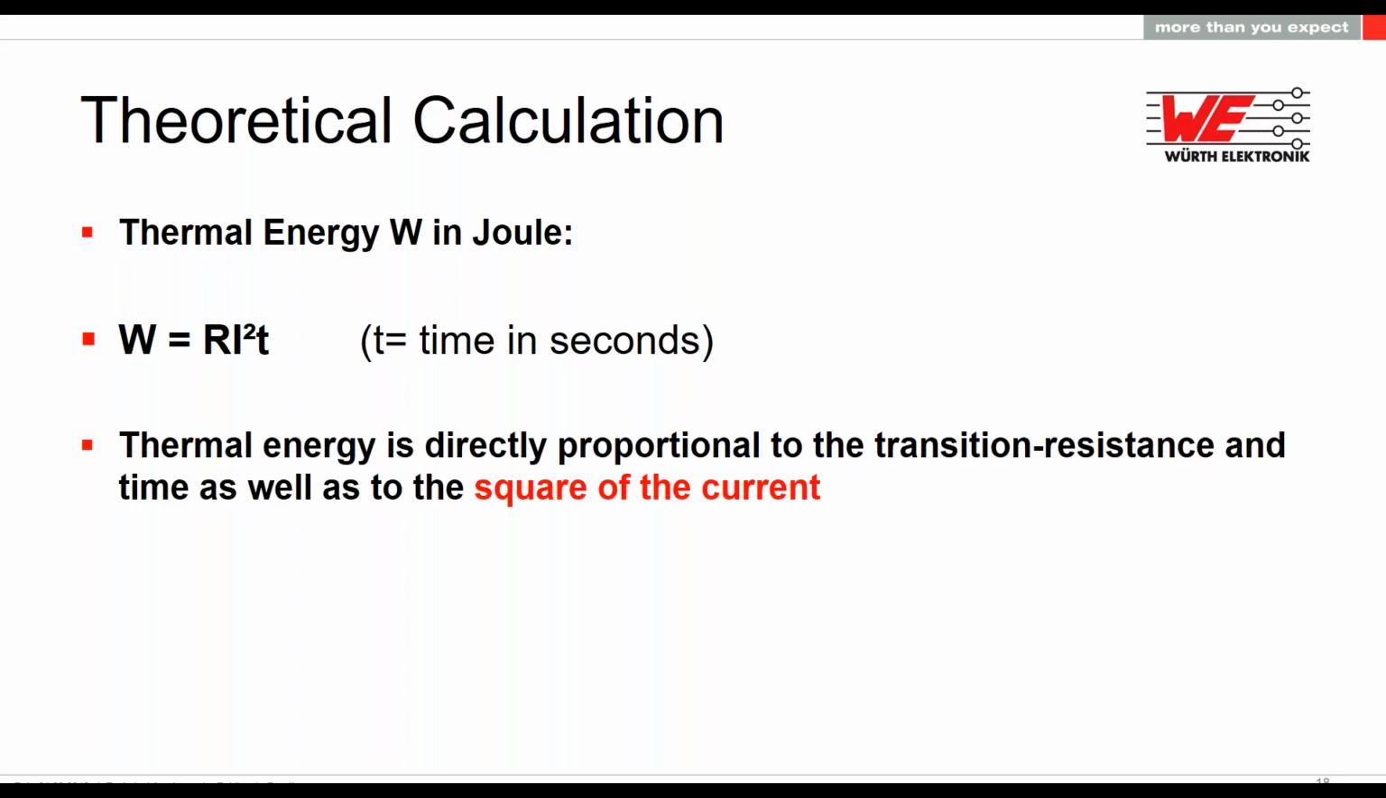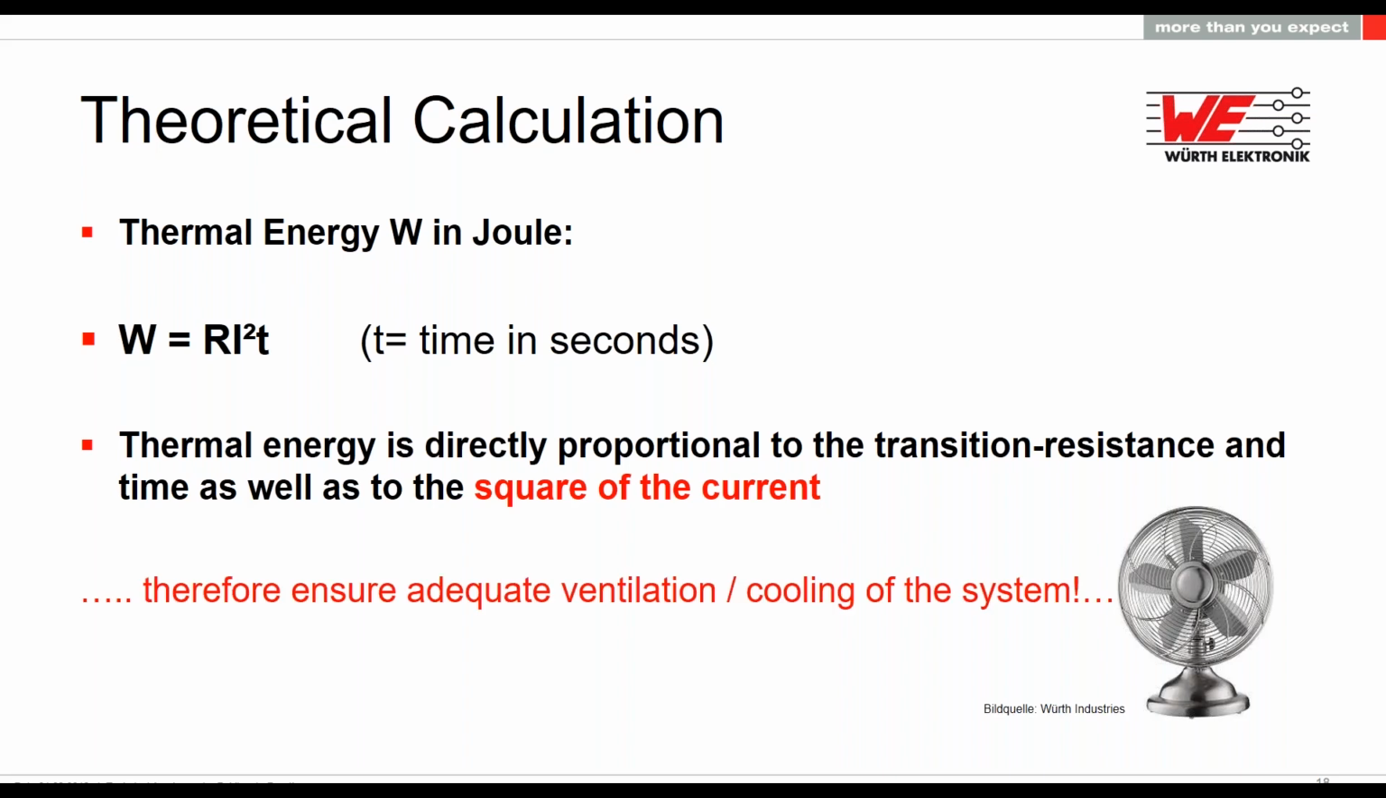So the thermal energy is directly proportional to the transition resistance and time, and it's as well proportional to the square of the current. Very close to what we had before. So it's really important to ensure adequate ventilation and cooling of this system to break this loop of heating.